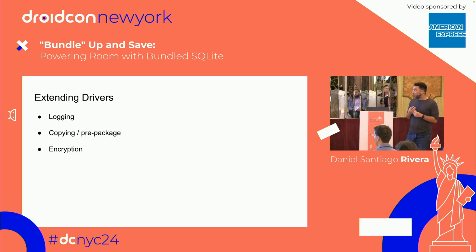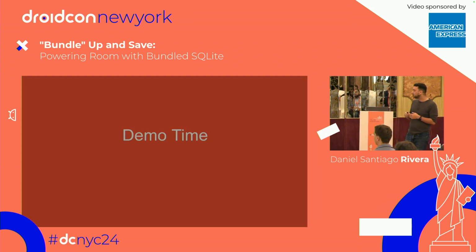Yeah, and then some examples of things you could do with these APIs. Say you could do some logging. You can add logging. Maybe before you open a database you downloaded, you want to put it on a package first, or maybe you're adding encryption. So those are some ideas.